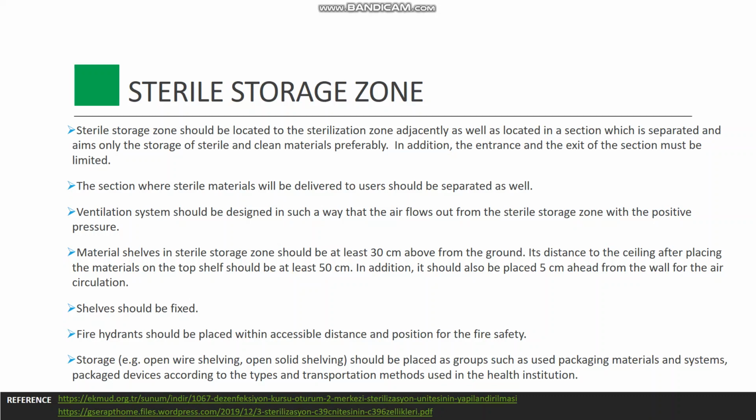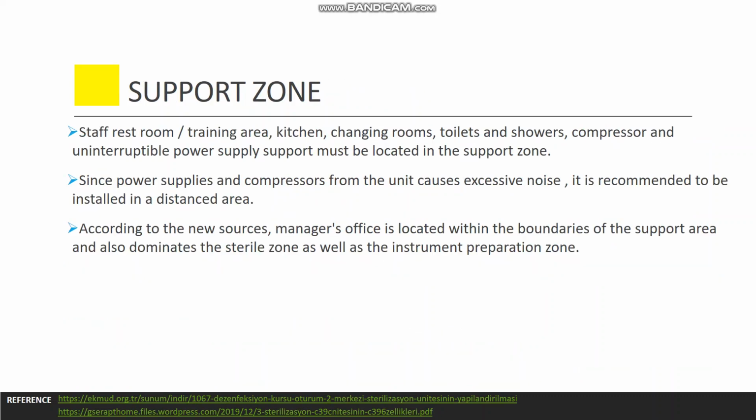positive pressure. Material shelves in a storage zone should be at least 30 cm above the ground. Their distance to the ceiling after placing the materials on the top shelf should be at least 50 cm. In addition, they should be placed 5 cm away from the wall for air circulation. Fire hydrants should be placed within accessible distance and position for fire safety. Storage should be placed as groups, such as used packaging materials and systems, and packaged devices, according to the types and transportation methods used in the health institution.